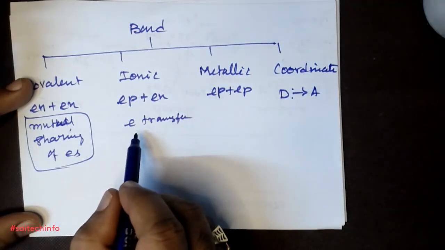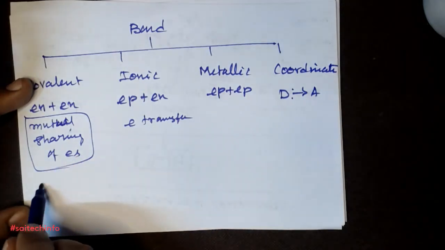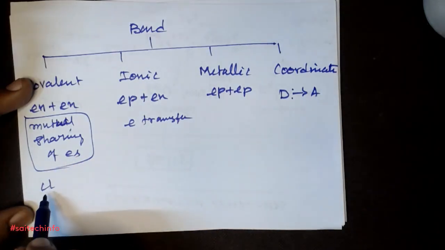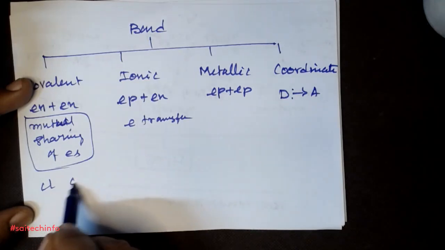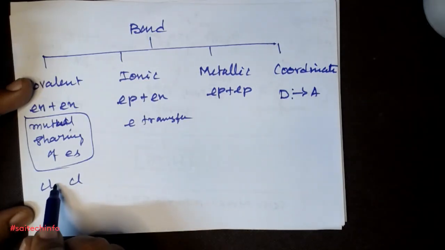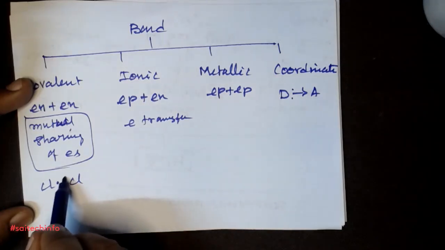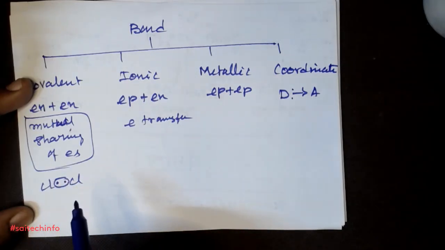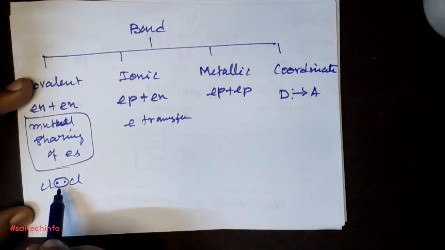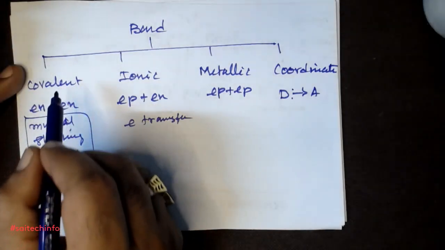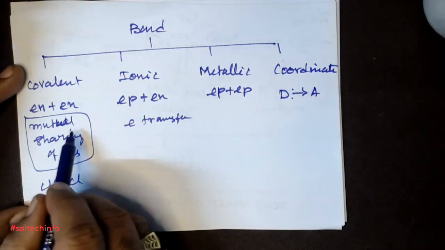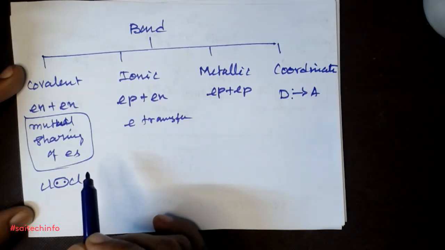For instance, let me consider chlorine. It's a non-metal. Another chlorine, non-metal. This chlorine contributes one electron and that chlorine contributes one electron. They mutually share and form a bond. So that is called a covalent bond. So covalent means mutual sharing of electrons.